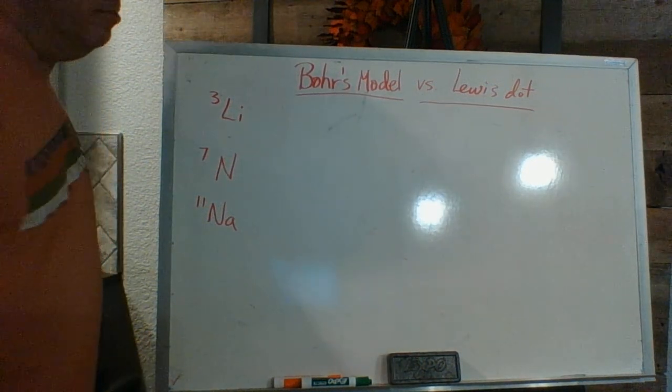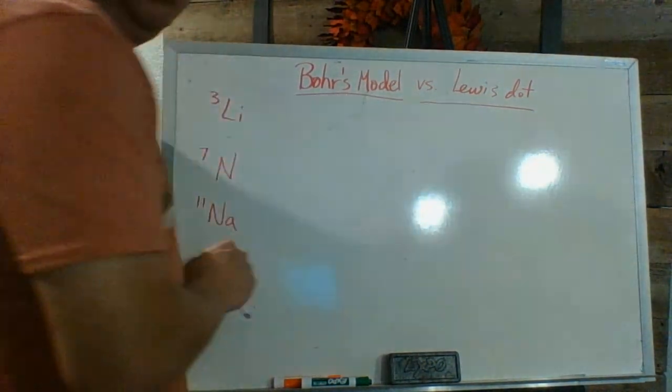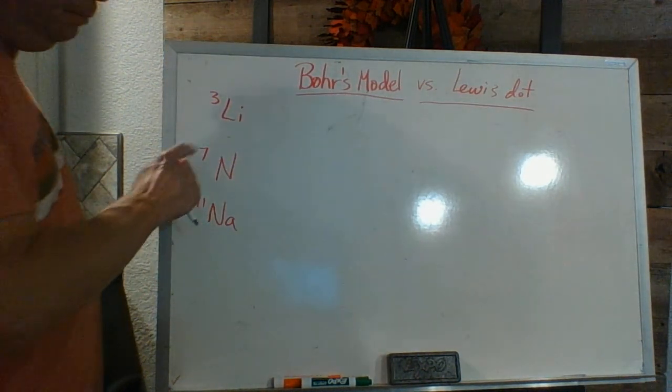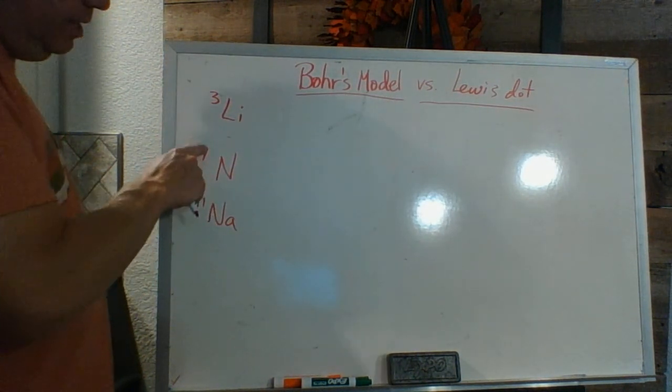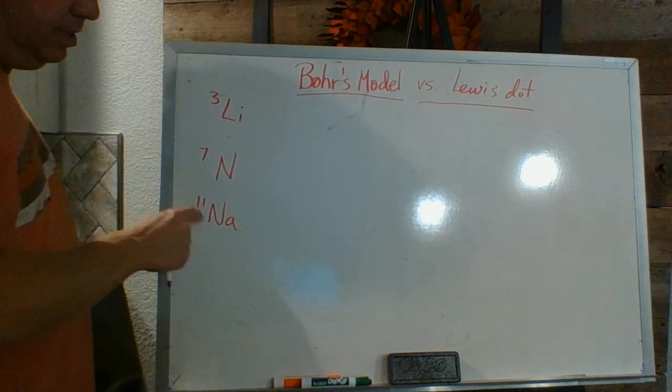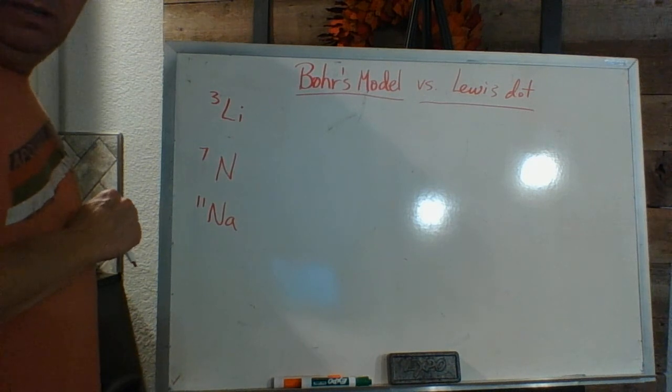In this quick video, I'm going to show you the difference between a Bohr model and a Lewis dot. Bohr models you've actually learned how to draw in middle school. Okay? And so I have three examples here. I have lithium, which is element number 3. I have nitrogen, which is element 7, and sodium, which is element 11.